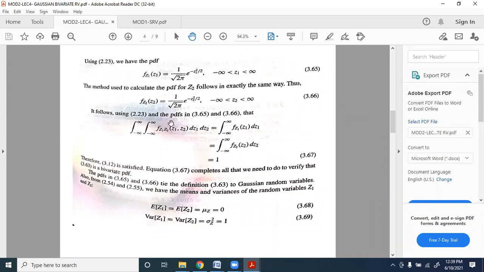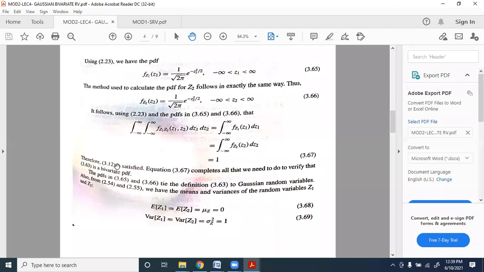Okay, so the bivariate PDF integrated from minus infinity to infinity with a double integral over the two variables Z1 and Z2 will be equal to the single-variate PDF integrated from minus infinity to infinity, whether it is Z1 or Z2. All that will be equal to 1. So therefore, 3.12 is satisfied.